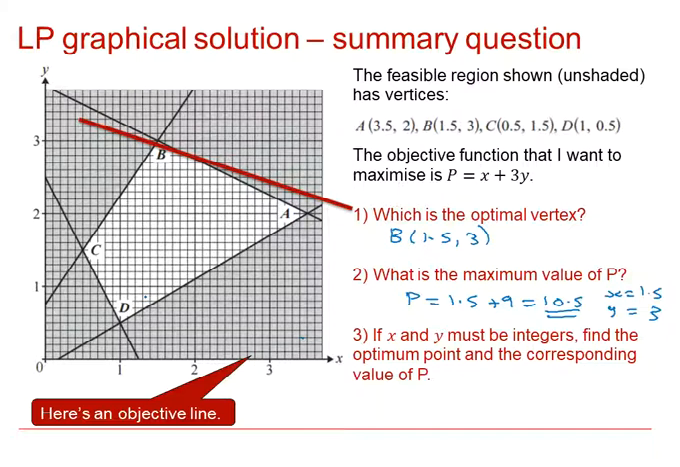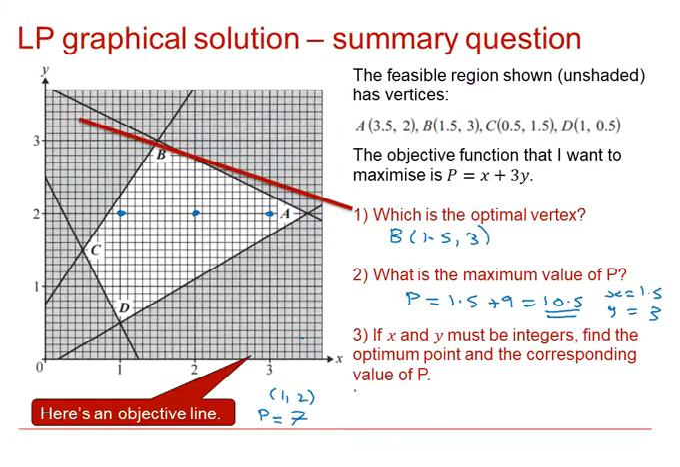So the points we need to be checking are the points (1, 2). There's an integer solution. I'd also be checking (2, 2) and (3, 2). So let's look at those points. At the point (1, 2), that's an integer solution close to B. I would get P equals x plus 3y, so that's 1 plus 6 is 7.